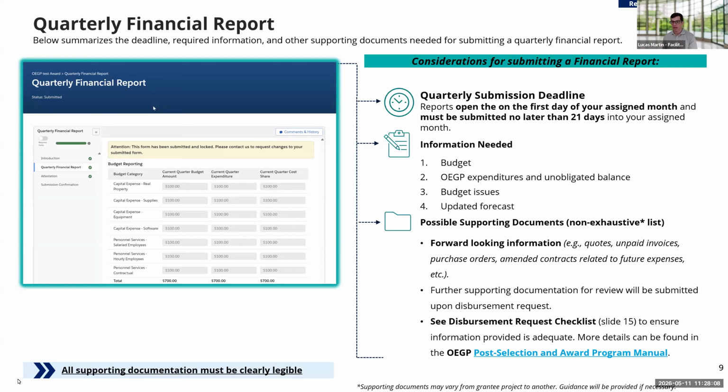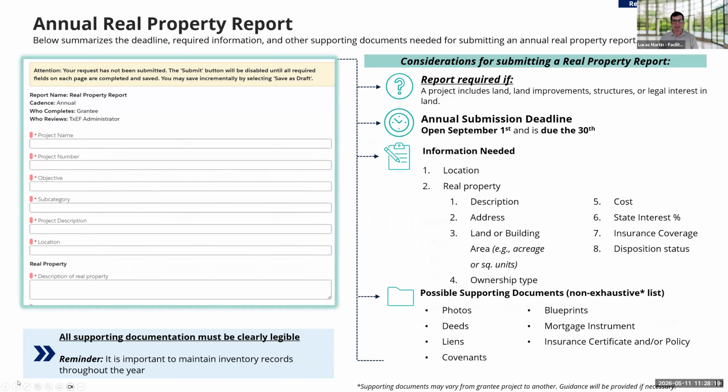With that, we'll shift to the real property report. Separate from the other two, this one is an annual report. It'll become open September 1st and is due on the 30th of September. And this one is only for those applicants, I'll say most applicants and prospective grantees, and at some point grantees.